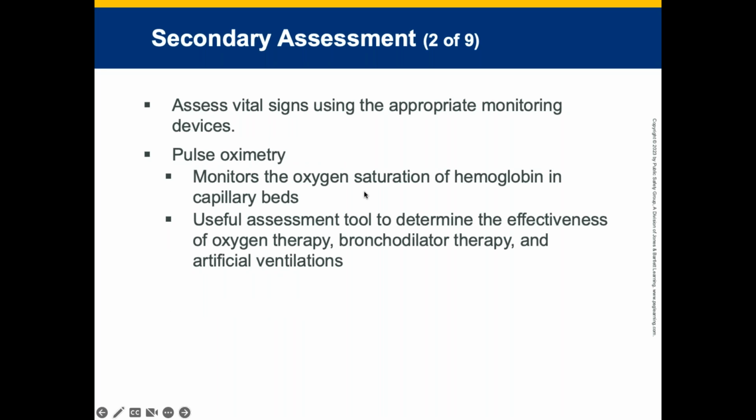We're going to assess vital signs using the appropriate monitoring devices, right? Remember that these devices are subject to limitations and mechanical failures, so it should never replace your comprehensive assessment of your patient. Pulse oximetry, being one of them, evaluates the effectiveness of oxygenation, a useful assessment tool to determine the effectiveness of oxygen therapy, bronchodilator therapy, and artificial ventilation.